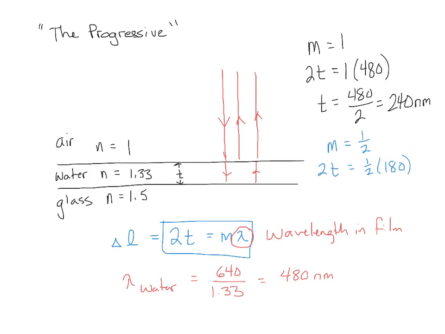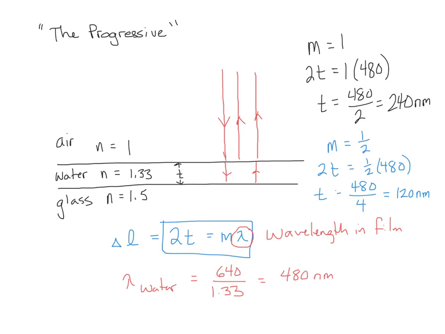So to find a thickness that will give destructive interference, m could equal 1/2 in this example here. Of course, we could also do 3/2, 5/2, 7/2, etc. So in this situation, I have 2 times the thickness of the film equals 1/2 times the wavelength, which is 480 nanometers inside the water. And so what I will see then is that t ends up equaling 480 divided by 4, or 1/4 of the wavelength inside the film. And in that case, that's going to be 120 nanometers.